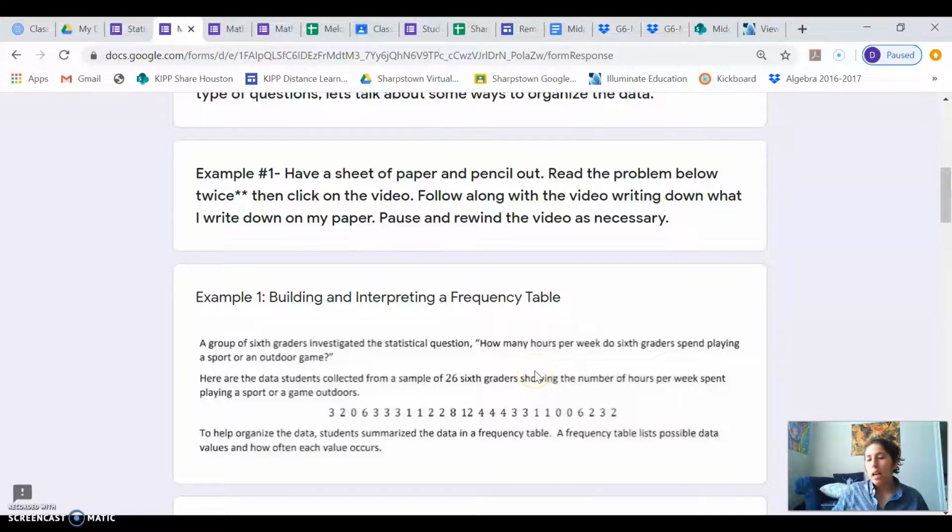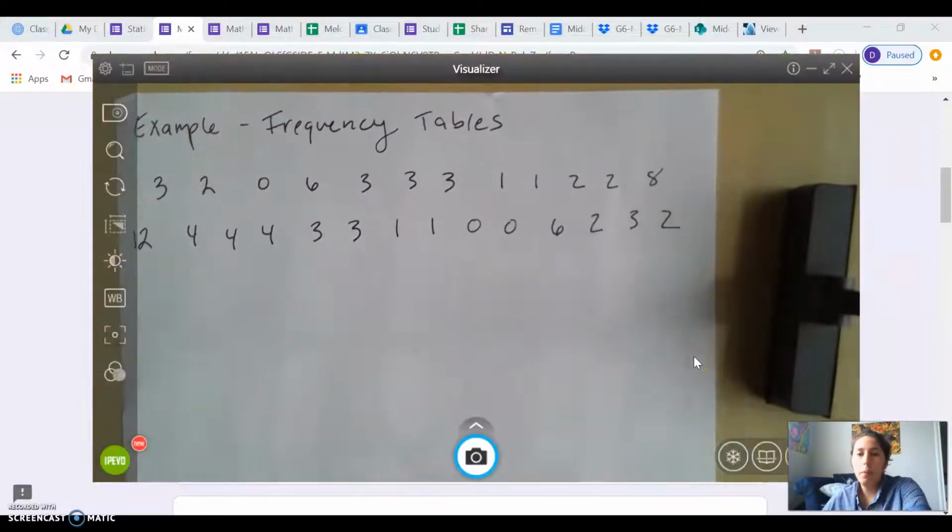It says, a group of sixth graders investigated the statistical question: how many hours per week do sixth graders spend playing a sport or an outdoor game? Here are the data students collected from a sample of 26 sixth graders, showing the number of hours per week playing a sport or game. To help organize the data, we are now going to make a frequency table. All right, let's jump to our paper.